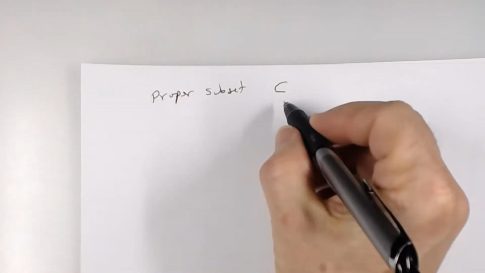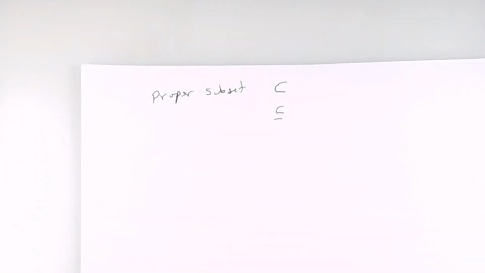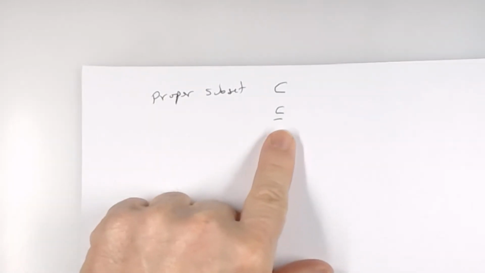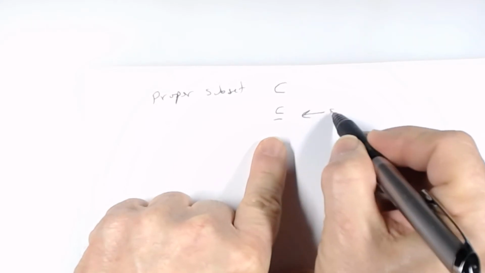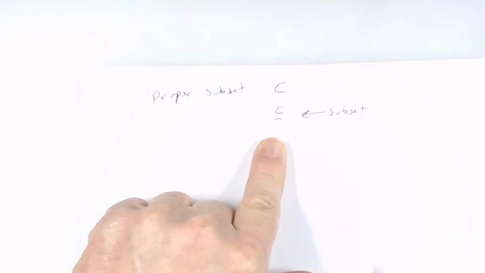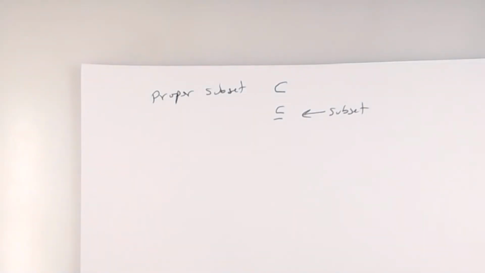This means what? Subset. So that just means subset. One symbol means proper subset. The other symbol means subset. So make sure you know the distinction between the two. One's proper, one's just subset. All right, so here's the distinction though. It's not that difficult to remember.